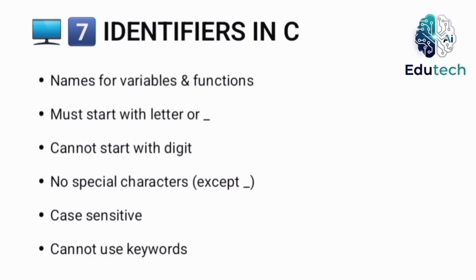Identifiers in C. Identifiers are the names given to variables, functions, arrays, and other user defined elements in a program. They help us identify different entities in the program. There are certain rules for naming identifiers. An identifier must start with a letter or an underscore. It cannot start with a digit. Special characters except underscore are not allowed. Keywords cannot be used as identifiers. Identifiers are also case sensitive, which means uppercase and lowercase letters are treated differently. For example, total and capital Total are considered two different identifiers. Choosing meaningful identifiers improves program readability.